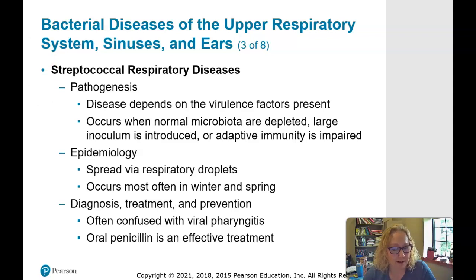Spread via respiratory droplets occurs most often in the winter and spring. Ironically, I had a sneezing fit, which usually occurs in the winter and the spring, just when everyone is in close contact with each other. And of course, they're giving people penicillin, everyone except for me and those of us who are allergic to penicillin, and we just have to suck it up.